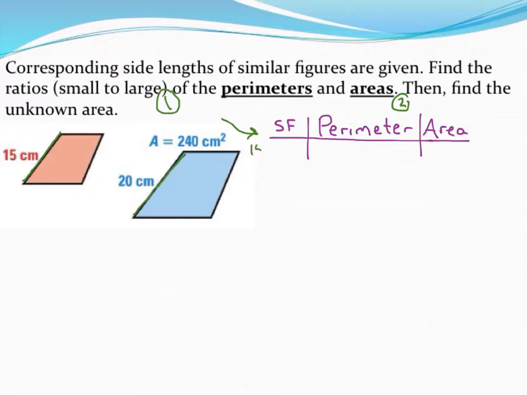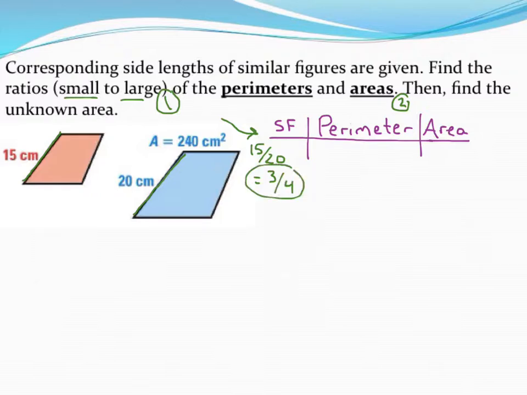My scale factor, and it says to go from the small to large figure. If it doesn't say that, you can go in any order, but just check to see what order they want you to go in. My scale factor is 15 to 20. Now, of course, I can simplify that, and I would always simplify that. So my scale factor, the ratio between the sides, is 3 to 4.